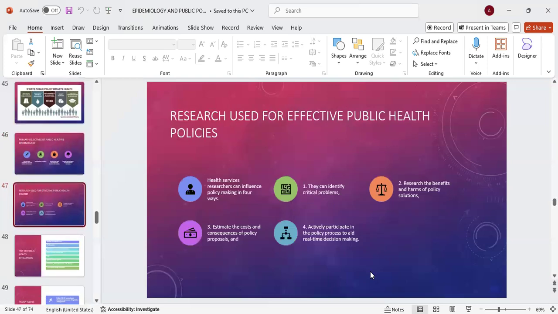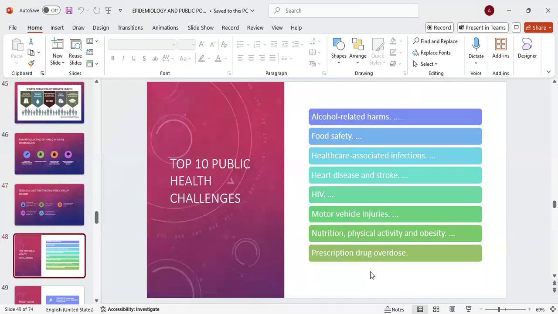Research used for effective public health policies. Health services researchers can influence policy making in four ways. Number one, they can identify critical problems. Number two, research the benefits and harms of policy solutions. Number three, estimate the cost and consequences of policy proposals. Number four, actively participate in the policy process to aid real-time decision making.